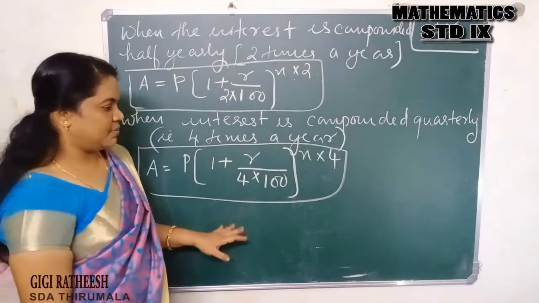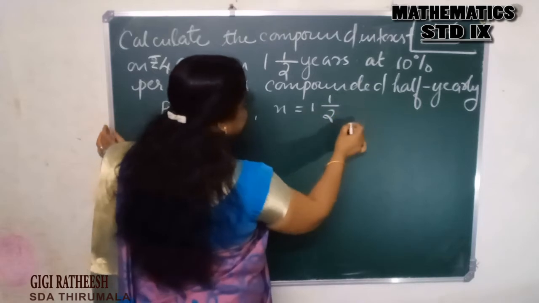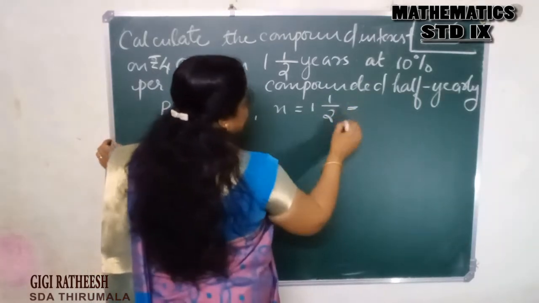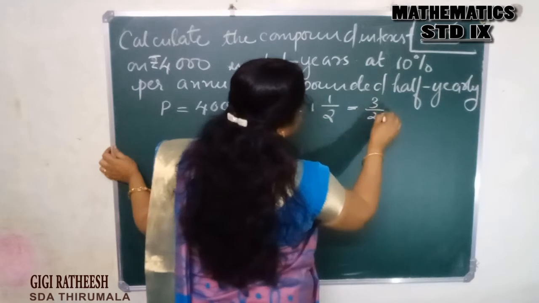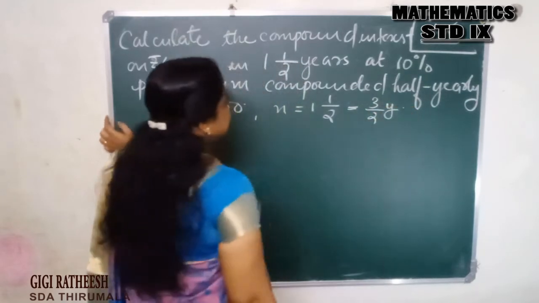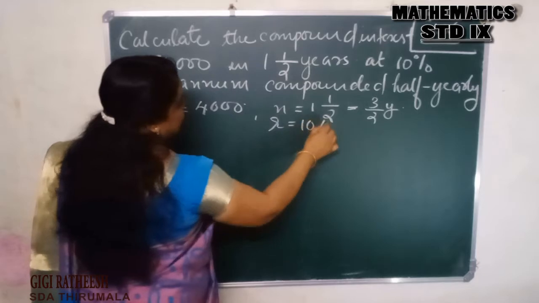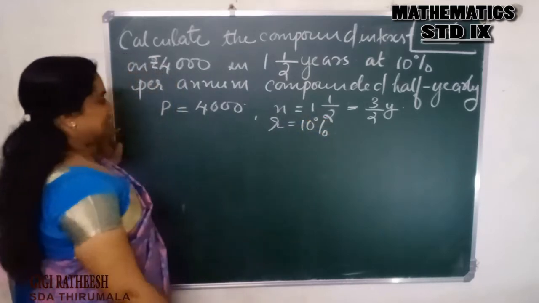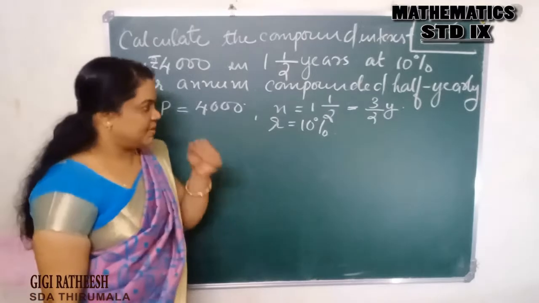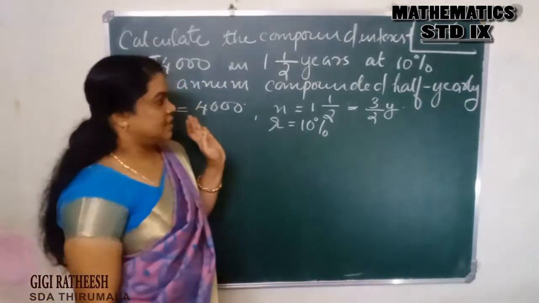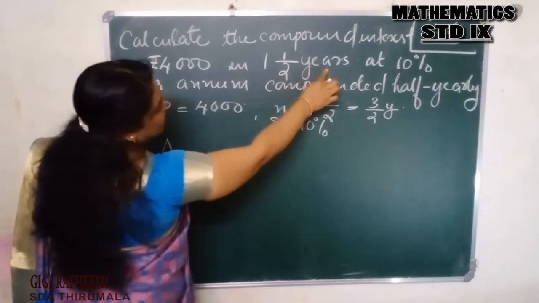Let's do a simple problem. 1 and 1 by 2 years, that means in improper fraction, that is equal to 3 by 2 years, and R is equal to 10%. P is equal to 4000. N is equal to 1 and 1 by 2, that is 3 by 2 years, and R is equal to 10%. We substitute in the formula; for half year it is 1.5 years.